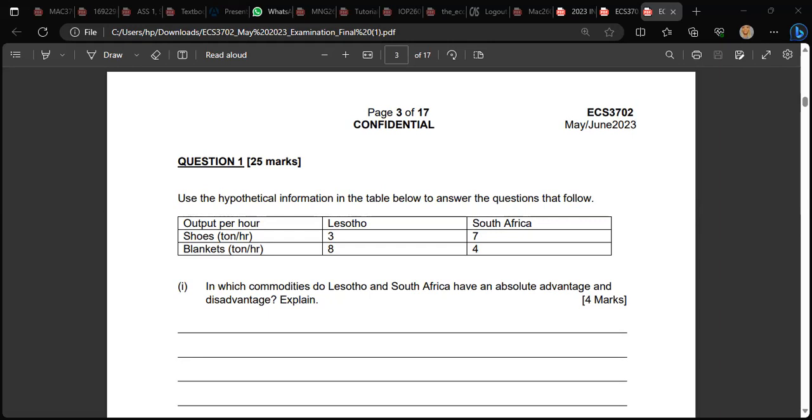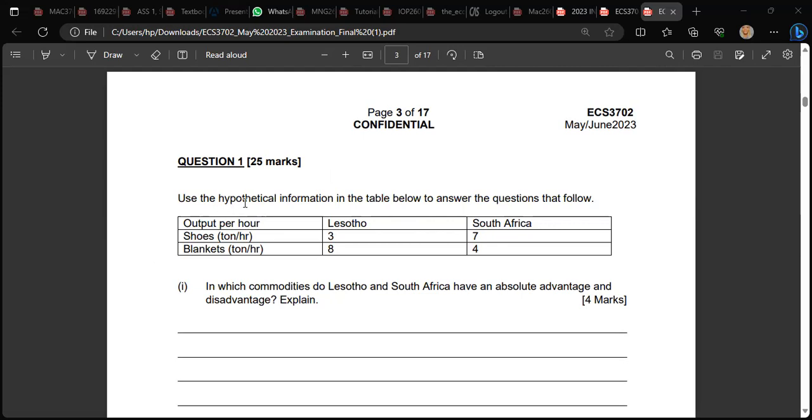So this is normally going to be the first question with every examination paper that you are going to write, ECS 3702, and this is worth 25 marks. So this is where you should get all the 25 marks because it relates to the first topics, right? So the first topics are the easiest. So we need to take it easy on those ones and grab as much marks as we can.